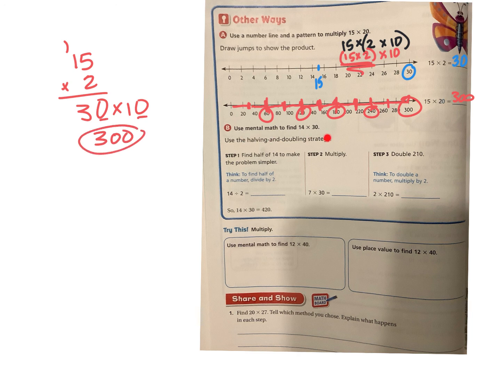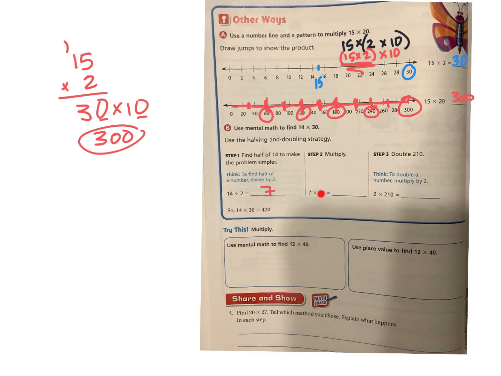Finally, they give us another strategy. All of our brains work different, so they're just helping everybody's brain understand what's going on. So we can use a halving, cutting it in half, and doubling strategy. So we're doing 14 times 30. We can find half of 14 to maybe make this simpler. What is half of 14? Or 14 divided by 2. When you cut a number in half, you're dividing it by 2. Half of 14 is 7. 14 divided by 2 is 7.